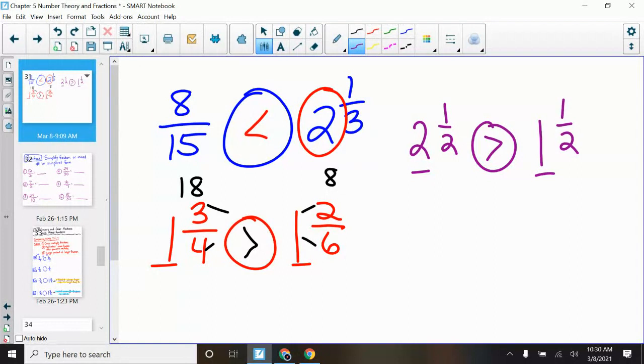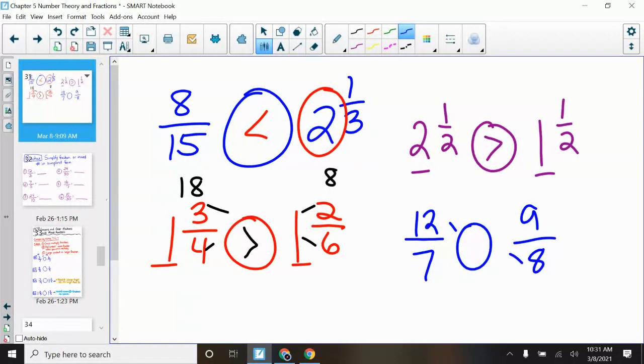All right, last one. What if you had two improper fractions, like 12/7 is greater, less, or equal to 9/8? What are you going to do? You just cross multiply. 8 times 12 is? What's 8 times 12, y'all know? 96. 7 times 9 is? 63. What's bigger? 96. So that goes with that.